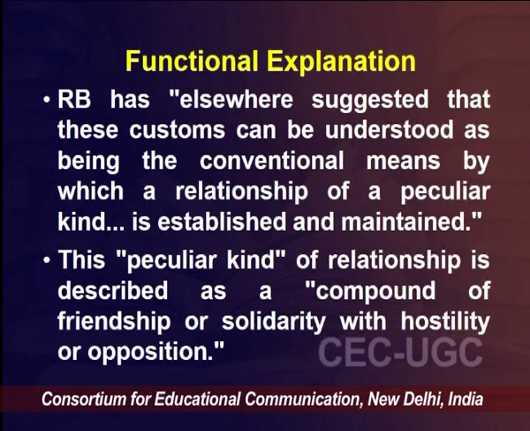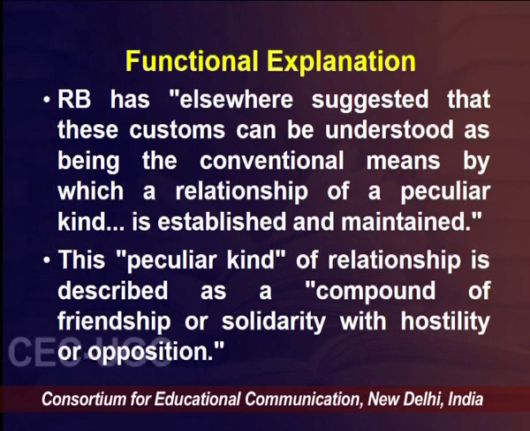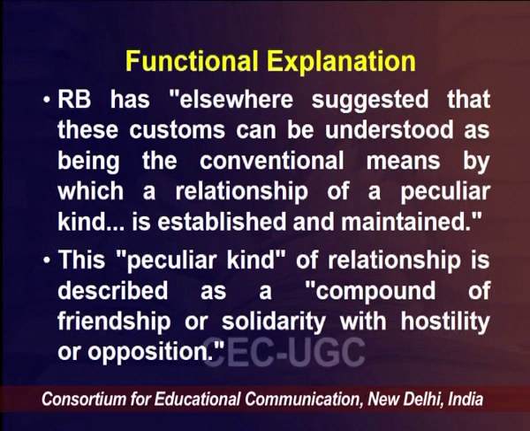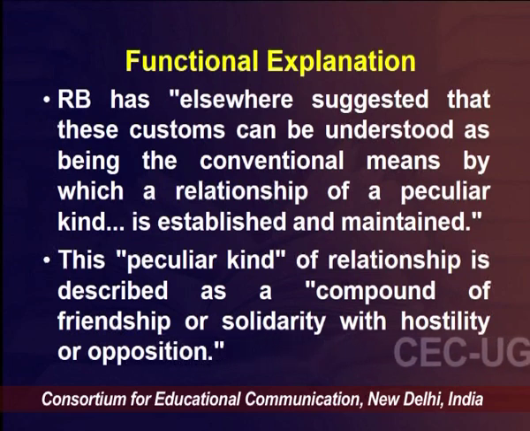Now, Radcliffe-Brown has a functional explanation for these customary practices. He has elsewhere suggested that these customs can be understood as the conventional means by which a relationship of a particular kind is established and maintained. This peculiar kind of relationship is described as a compound of friendship or solidarity with hostility or opposition. On one side you have an outsider coming into the family, so there is a lot of opposition and hostility. This is compounded by another set of relations, which is friendship and solidarity.